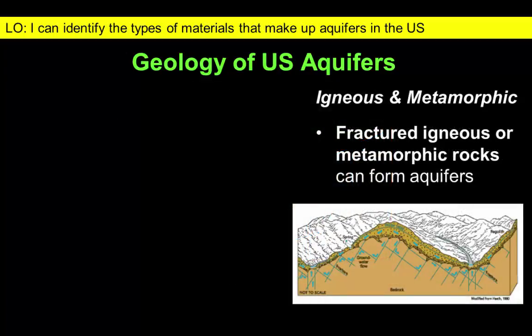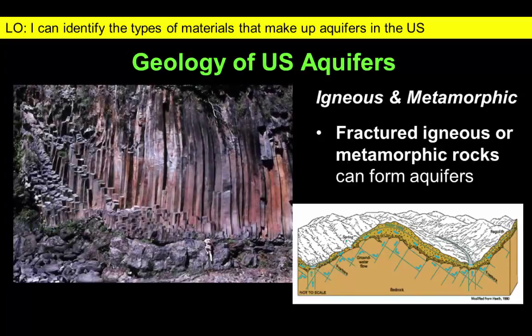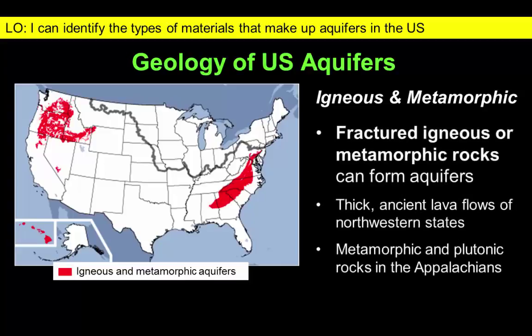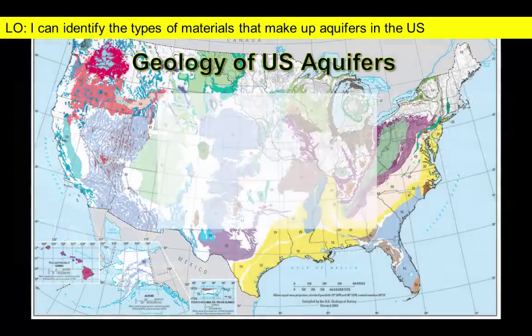Finally, igneous and metamorphic rocks should not be good aquifers as they contain no natural porosity or permeability. However, these rocks are often fractured during their formation or during episodes of tectonic activity. Fractured lava flows in Oregon, Washington, and surrounding states, and fractured crystalline igneous and metamorphic rocks in the Appalachians are two examples of these rock types that can result in productive aquifer systems.